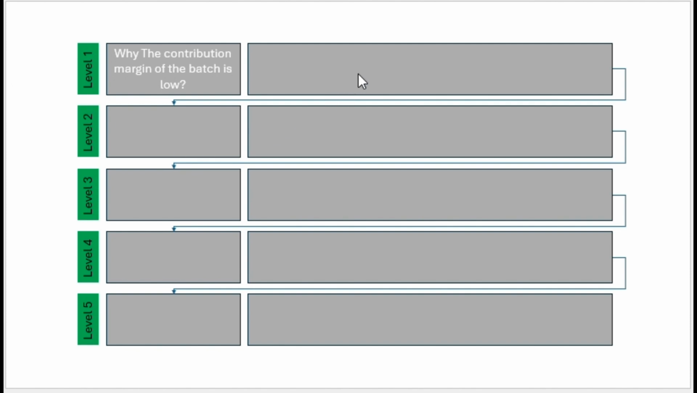So let's say we checked the fixed cost and variable cost and we saw that the fixed cost is high. So we could say, okay, the fixed cost is high. Now, that answer becomes the question for the next level, right? Okay, why is the fixed cost high? Then you answer, okay, your fixed cost could be your energy, your labor, and things like this.